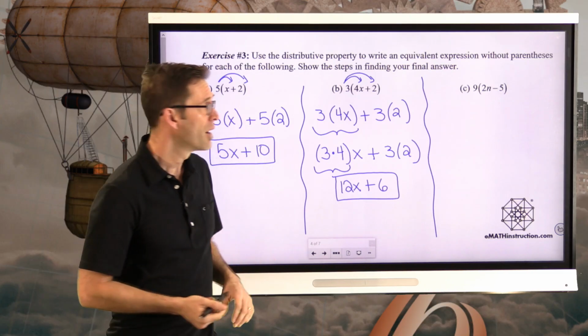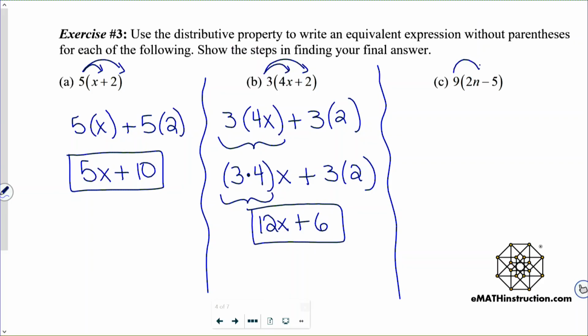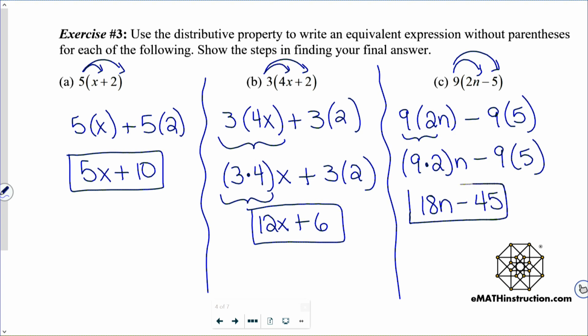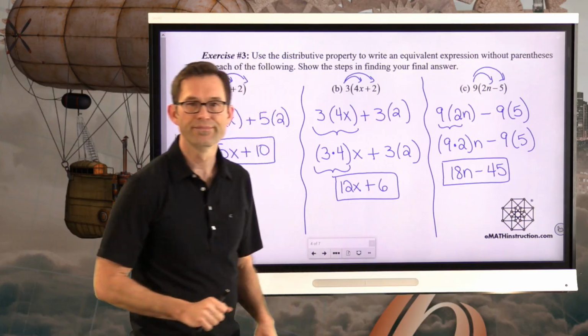All right, let's do it. Again, simple enough. We're just going to distribute the multiplication by 9. So we're going to get 9 times 2n, and the distributive property works with subtraction just as well as it does with addition. We're then going to rewrite this as 9 times 2 times n minus 9 times 5. 9 times 2 is 18, so 18n minus 45. All right, simple enough. Great.